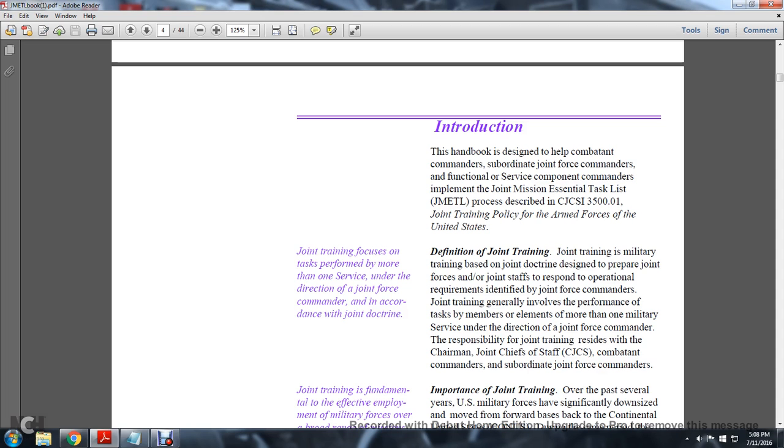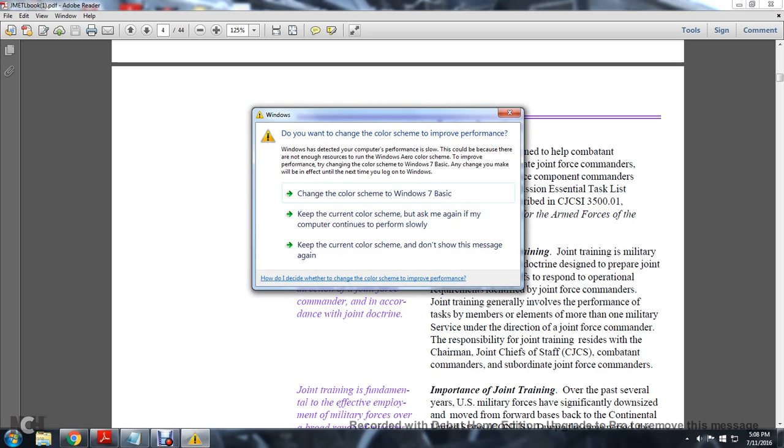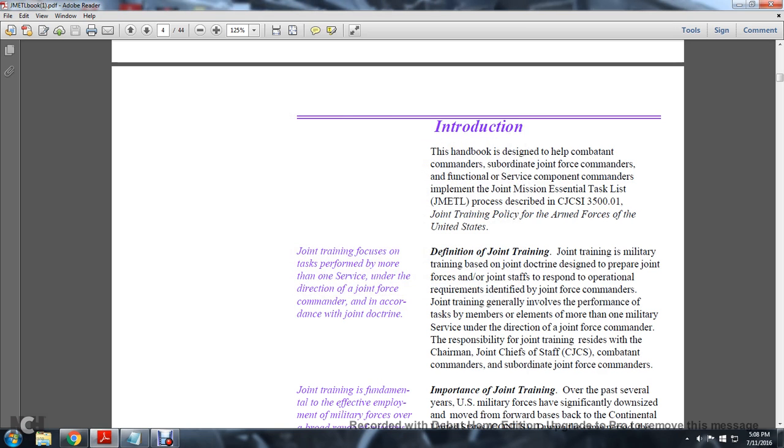The comment to the side is, joint training focuses on tasks performed by more than one service under the direction of a joint force commander in accordance with joint doctrine. All right. Definition of joint training.